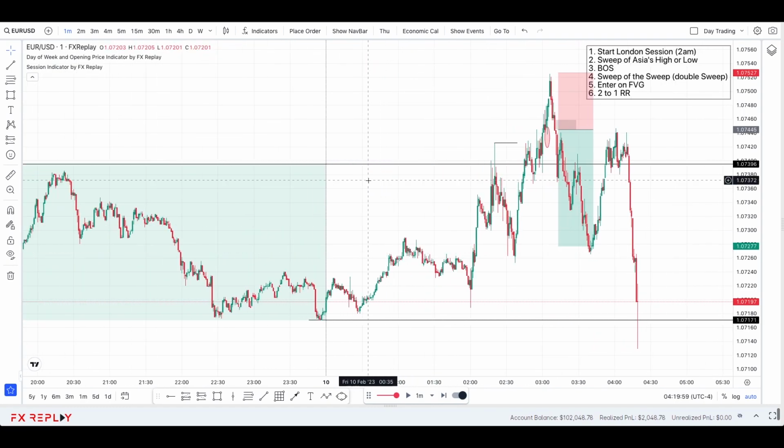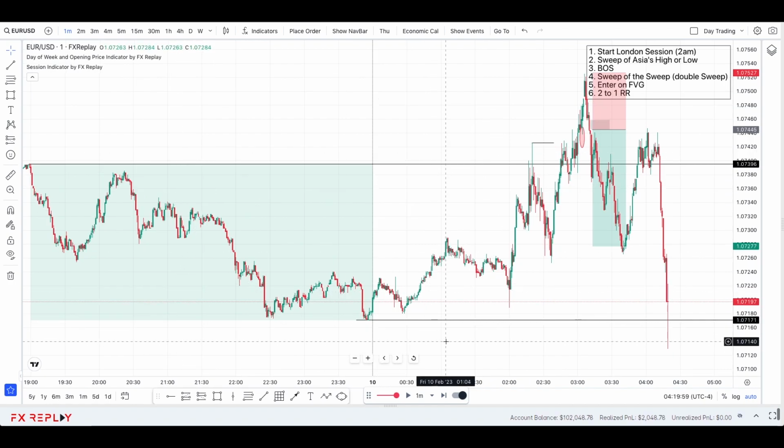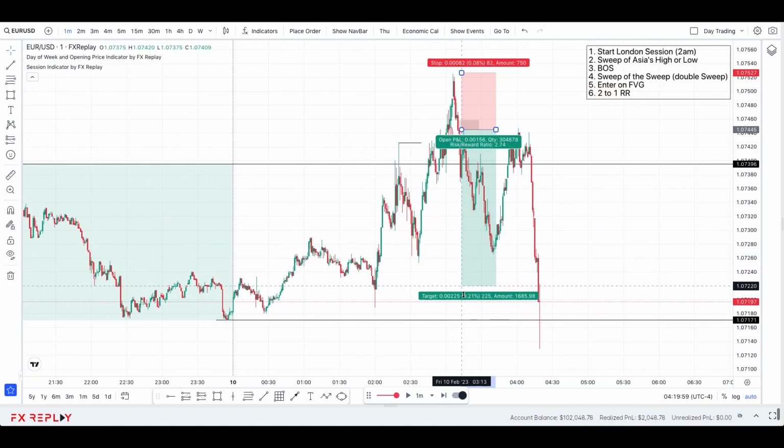And what you'll see with this strategy is that usually when we take out one side of the Asian range, we usually go for the other side. So you can study that during your own backtest. So a very nice trade right there. Let's see if we can find another one.